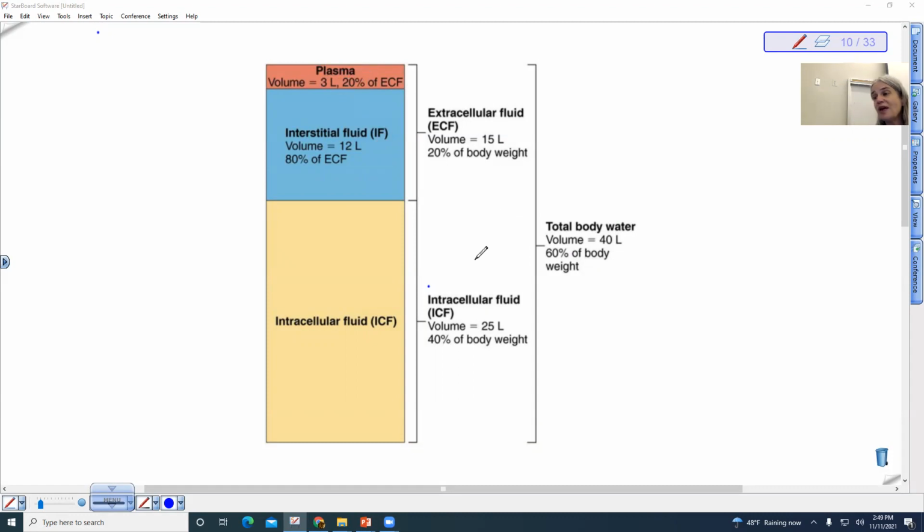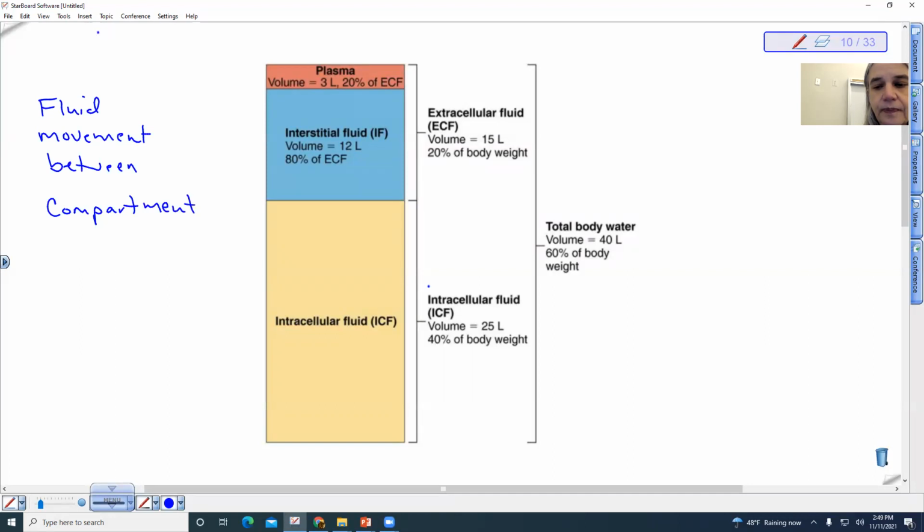Now, it's important to realize that we can have exchanges. So fluid can move between these compartments. So we'll talk about this as fluid movement between compartments. Now, we're talking specifically the movement of water.